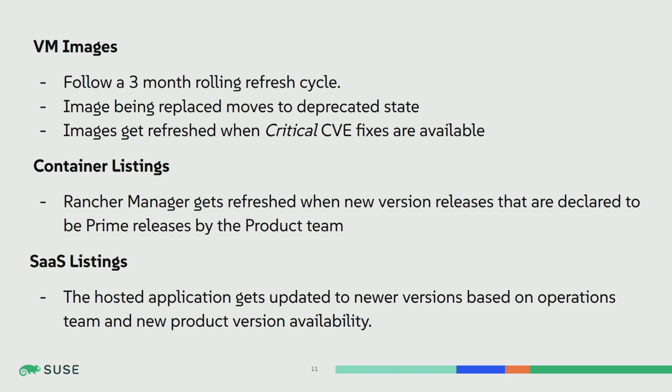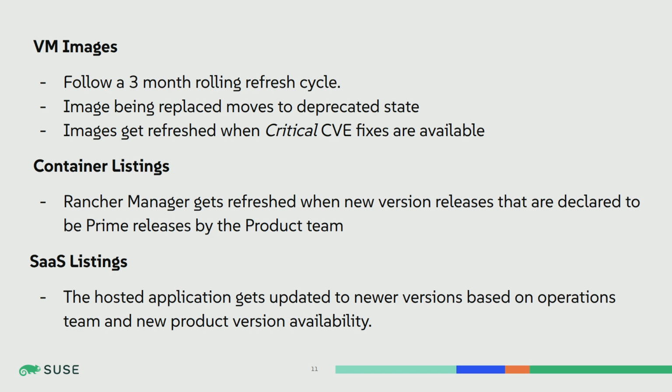Images get refreshed when there's a critical CVE. That means a CVSS score of 9 or higher, when a fix is available, of course, or when there's an issue with the boot. Let's say a bootloader slipped through and the image doesn't boot properly, or a new instance type gets introduced and we need to make a change in the kernel, and things like that. Then, that's when we refresh the images.